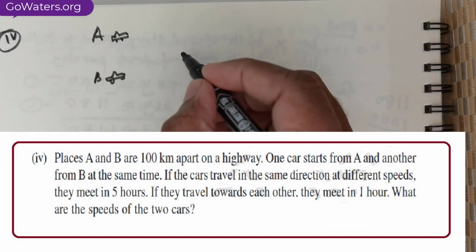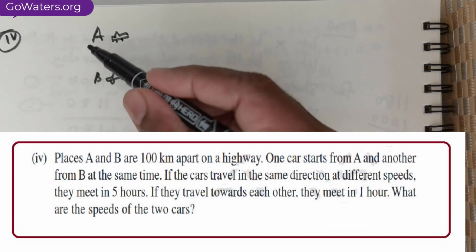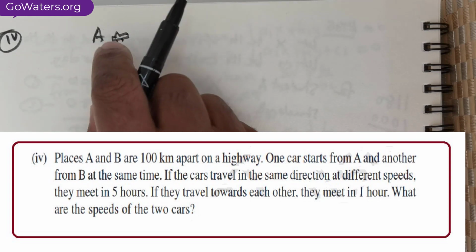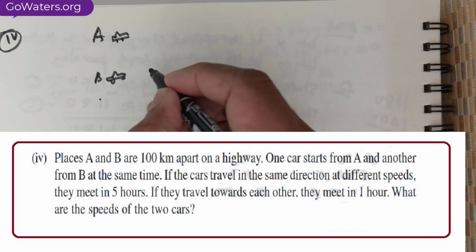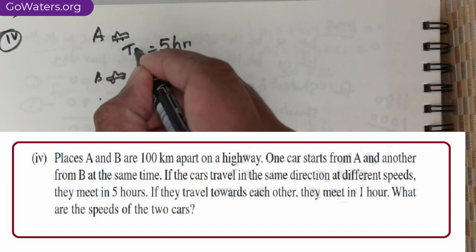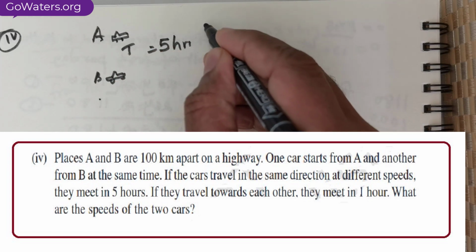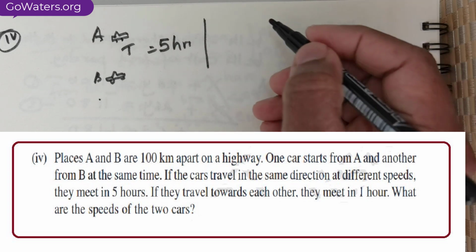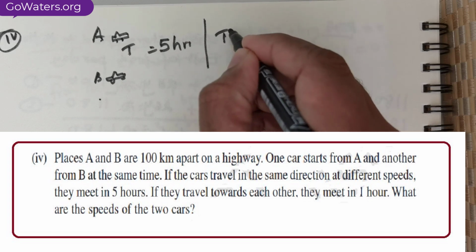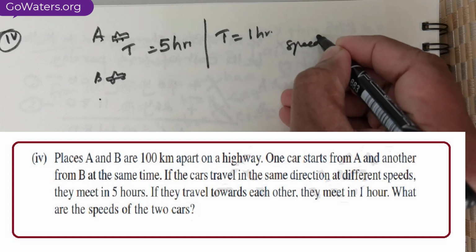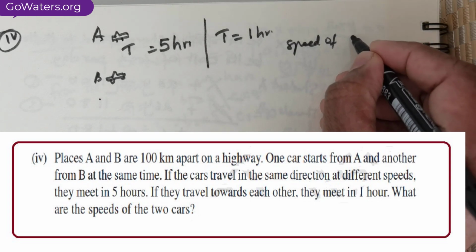And then one car starts from A, the other starts from B. If the cars travel in the same direction at different speeds, they meet after 5 hours. So this is the time they are meeting. On the other hand, if they travel towards each other, they meet after 1 hour. So this is the time that is given. Now they're asking us to find the speed of the cars.